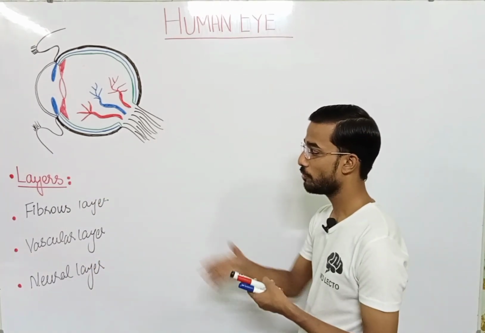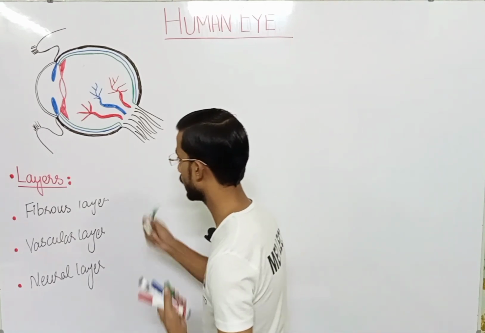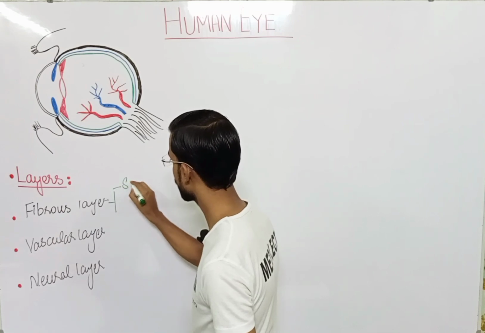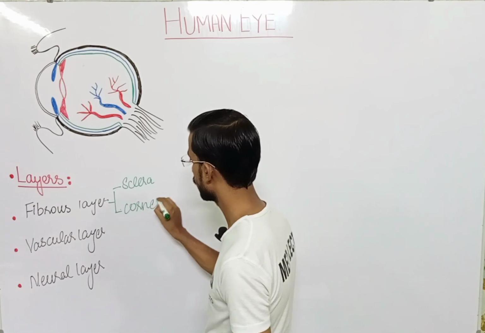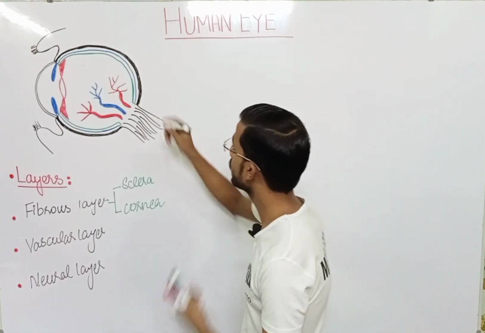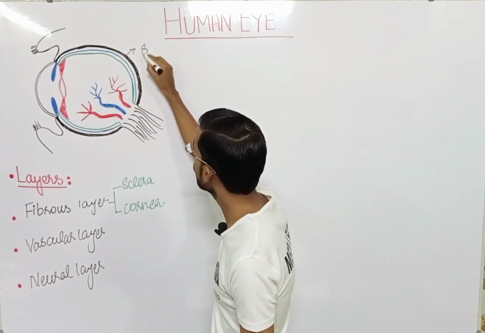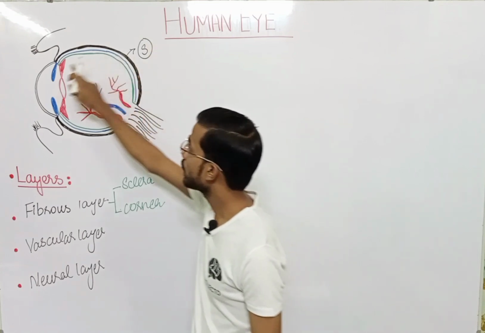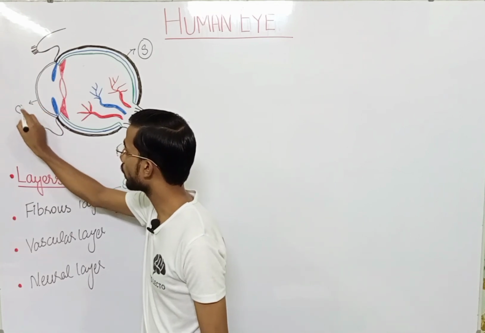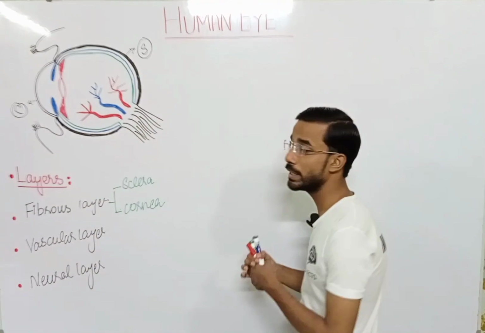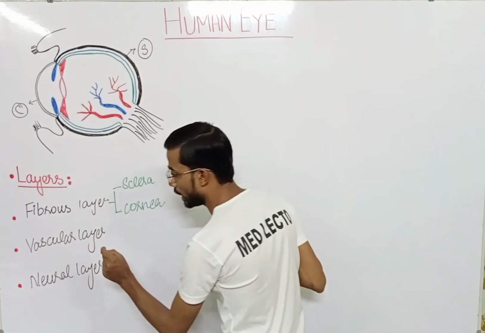The fibrous layer, or corneoscleral layer, has two components: first the sclera and second the cornea. The outermost part, posterior to the eye, is the sclera, and if it moves anterior to the eye, it becomes the cornea. Together they form the fibrous coat. Next is the vascular layer.